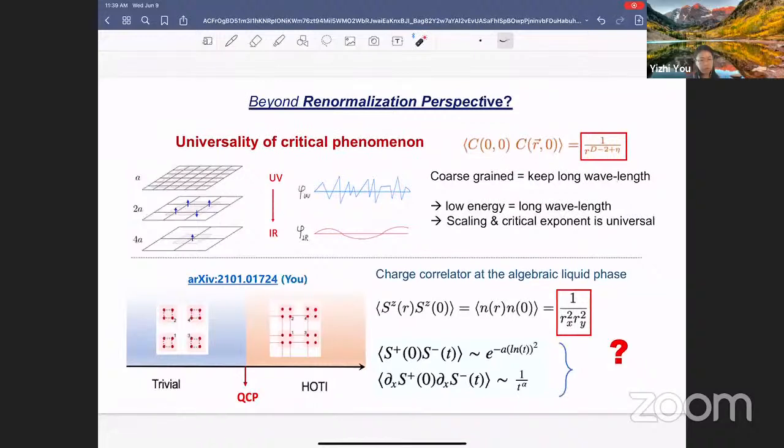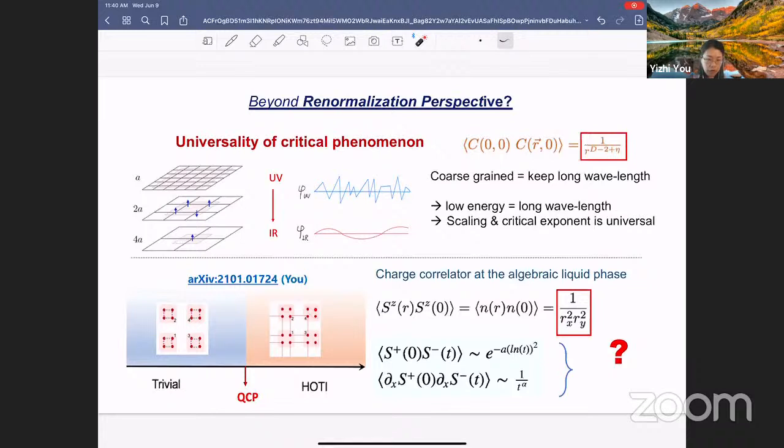Okay. And the most elusive phenomenon at this quantum critical point is that there are some scalings which cannot be described by the renormalization group picture, and it's pretty counterintuitive. As a one minute summary, what we know about the universality of quantum critical phenomena is that if we measure the correlation function at a phase transition point or at a critical phase, or measure the energy density, the scaling dimension of this operator only depends on the space-time dimension, the locality, and the symmetry of the system. It is irrelevant to any of the microscopic details.